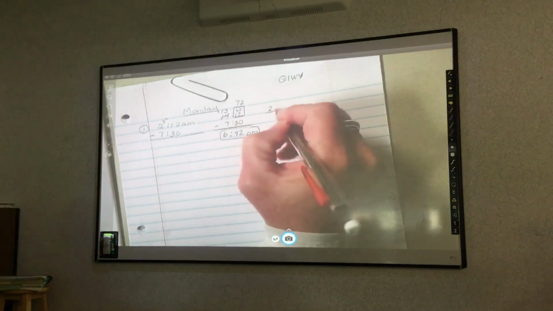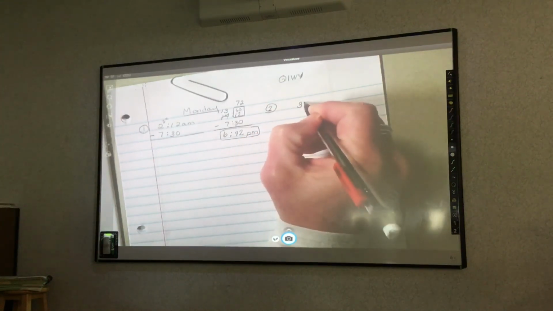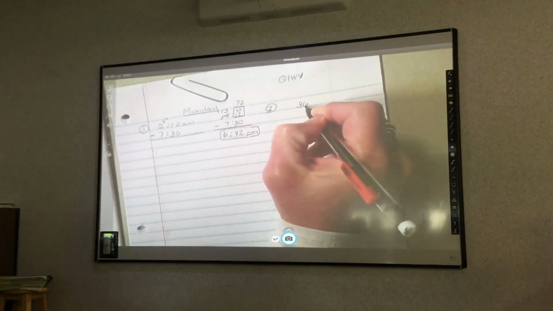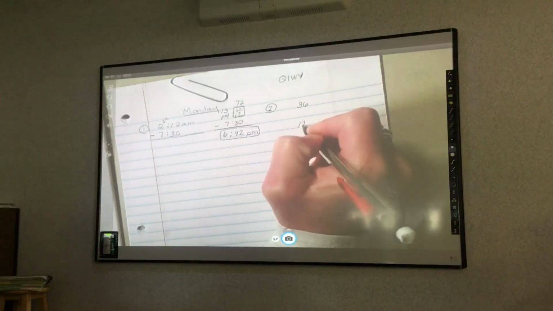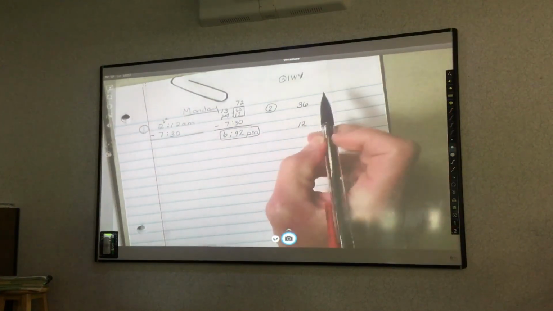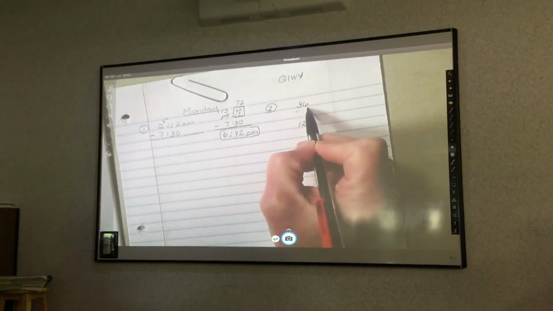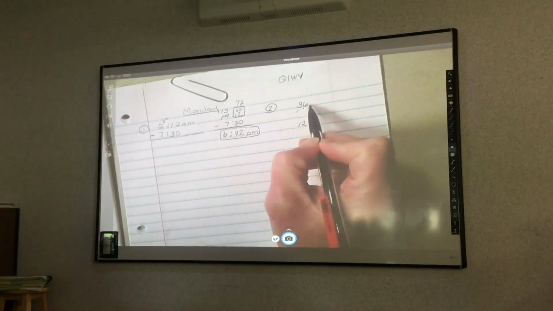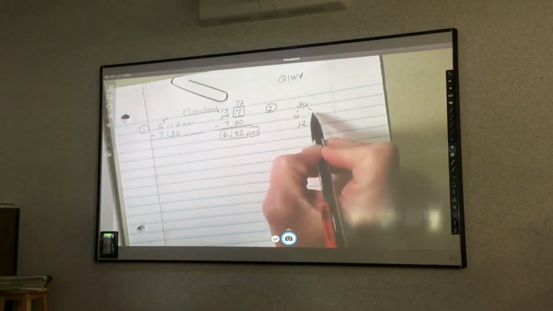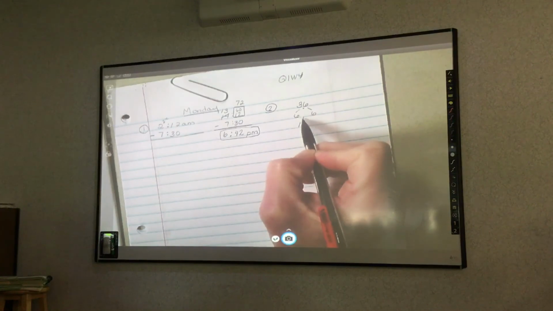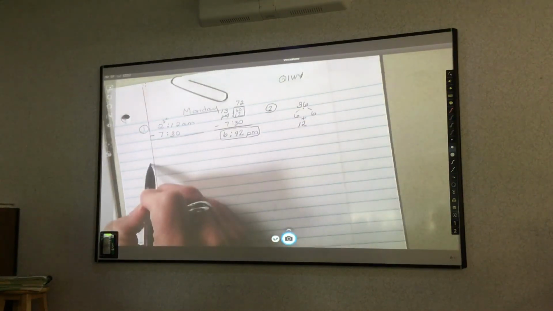So number 2, you had to have 2 numbers to multiply to get to 36, and those same numbers have to add to get to 12. So what can I multiply to get to 36? 6 and 6, and then 6 plus 6 is 12.